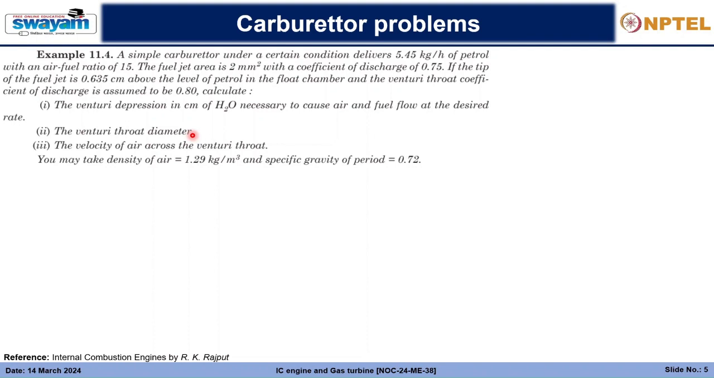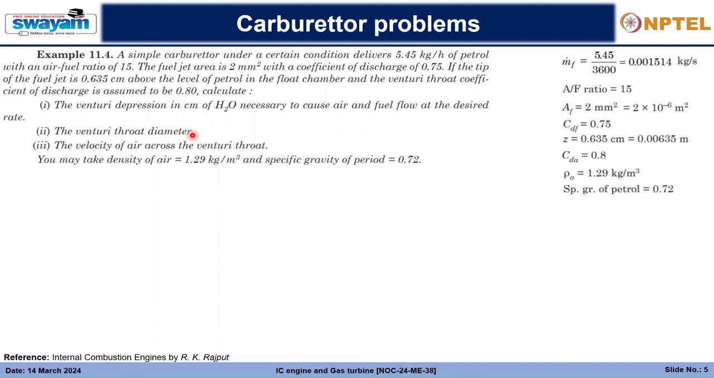Okay, so let us solve the question. These are the values which were given to us. We need to calculate the venturi depression in centimeter of water. For that, first we need the mass flow rate of fuel. We are given the mass flow rate of fuel, that is 5.45 kg per hour, and we do not know the venturi depression delta PA. We know the manometric pressure head g z rho_f, and we know the area and the coefficient of discharge. We know everything except delta PA.